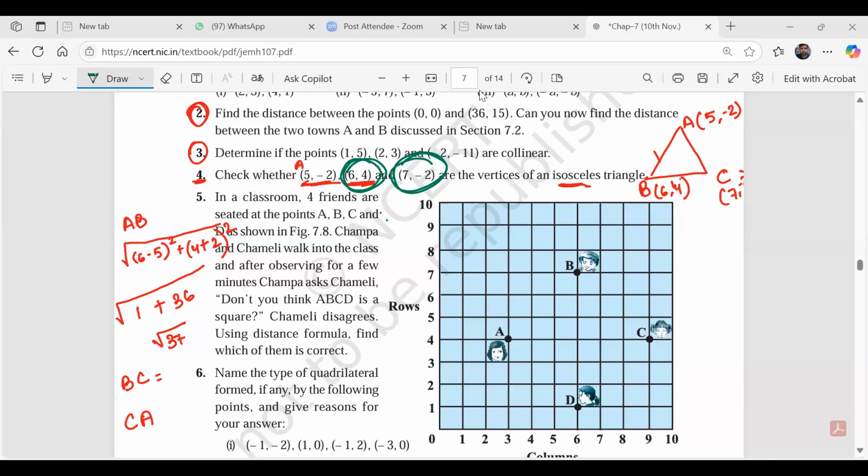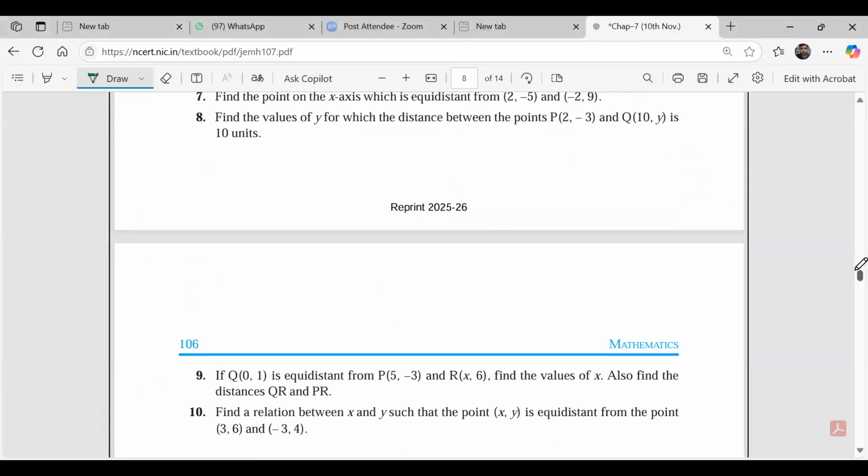Okay, BC and AB are the same. So yes, it is an isosceles triangle. Whatever we have obtained as AB, that same answer we are getting for BC. So yes, it is an isosceles triangle. This type of question you will be getting in this exercise, to check whether a triangle is isosceles or not. Okay, next one.